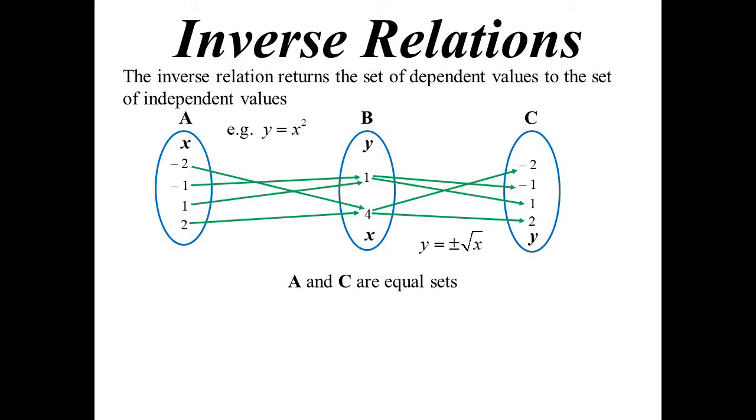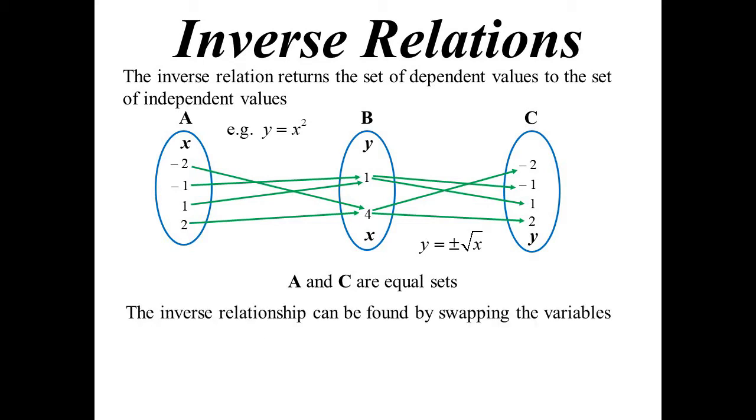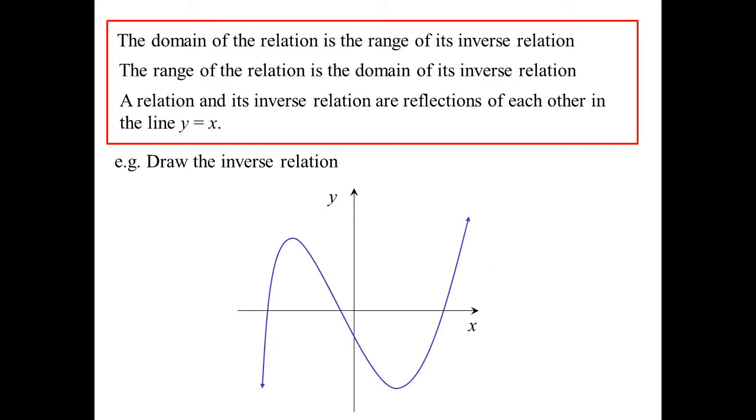How do you find it? Simply swap the x and the y's around. So we had y equals x squared. If I wanted to find the inverse relation, swap the x and the y's around. So I get x equals y squared. I'll make y the subject of that, and that's where I got the y equals plus or minus the square root of x from.